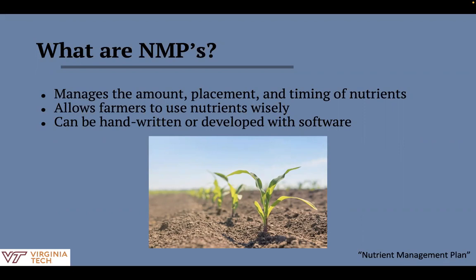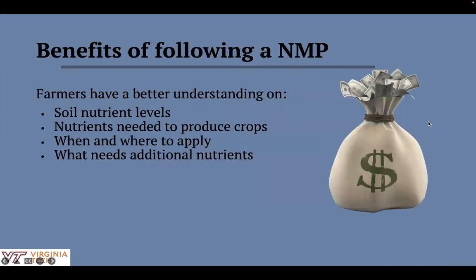The purpose of nutrient management planning is to maintain the condition of the soil, protect air quality, properly utilize manure, prevent runoff, and to budget and conserve nutrients for plant production. There are a lot of benefits of following a nutrient management plan. When farmers follow one, it gives them a better understanding of soil nutrient levels, nutrients needed to produce crops, when and where to apply nutrients, and what areas need additional nutrients.